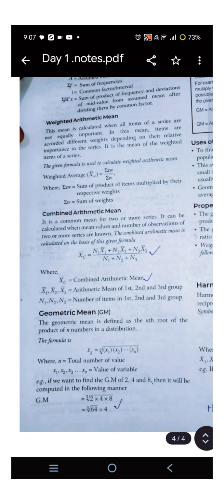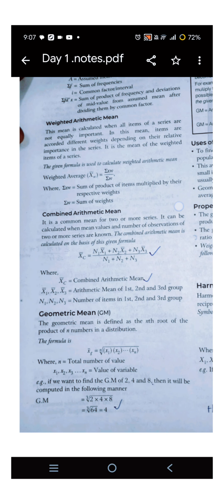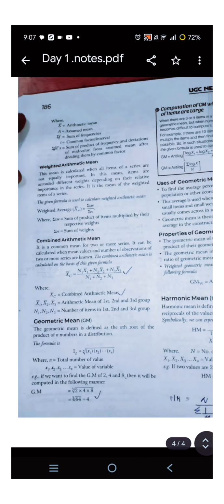So this is the topic. Next day we will discuss the geometric mean and its properties. So day by day we can analyze each and every topic very clearly.